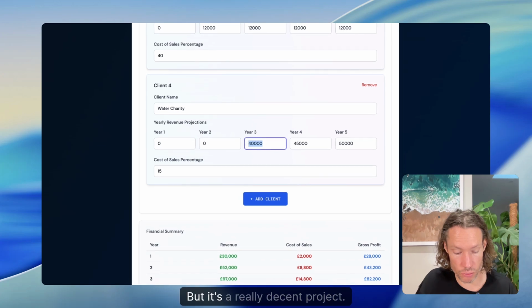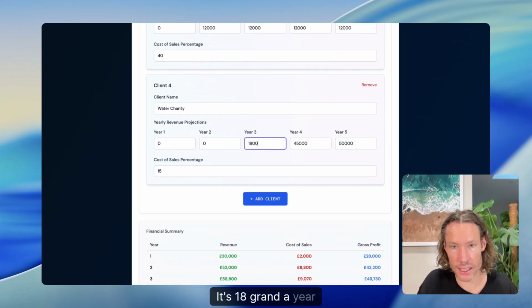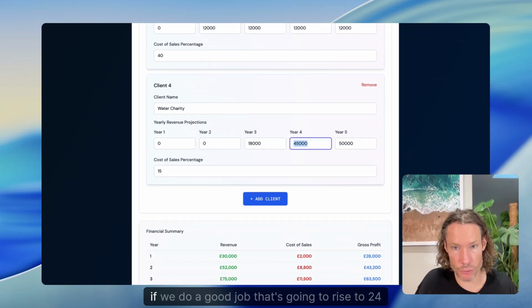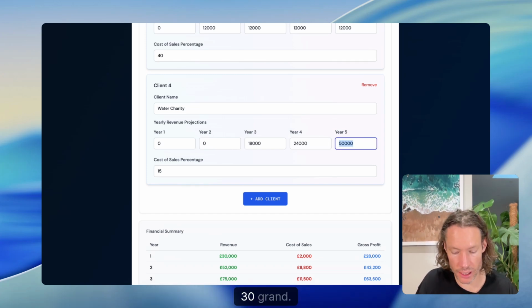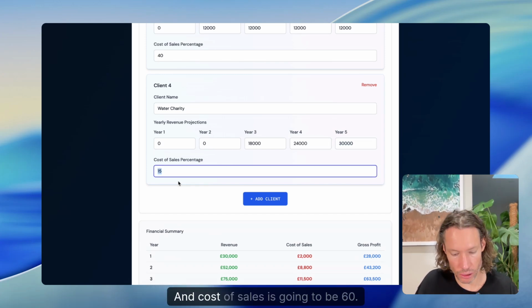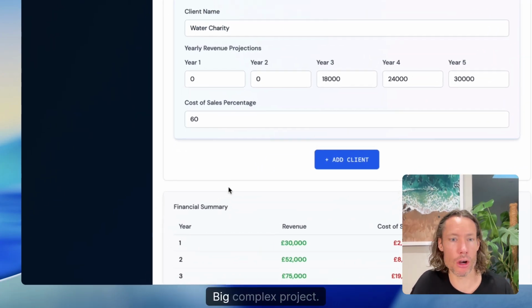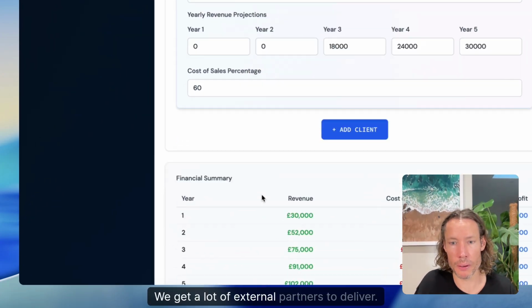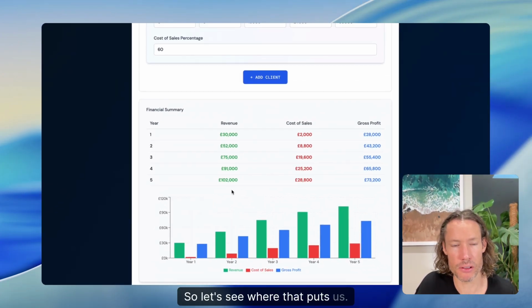We get them year 3, but it's a really decent project. It's 18 grand a year. And if we do a good job, that's going to rise to 24 grand and 30 grand. Cool. And cost of sales is going to be 60. Big complex project. We get a lot of external partners to deliver. So let's see where that puts us.